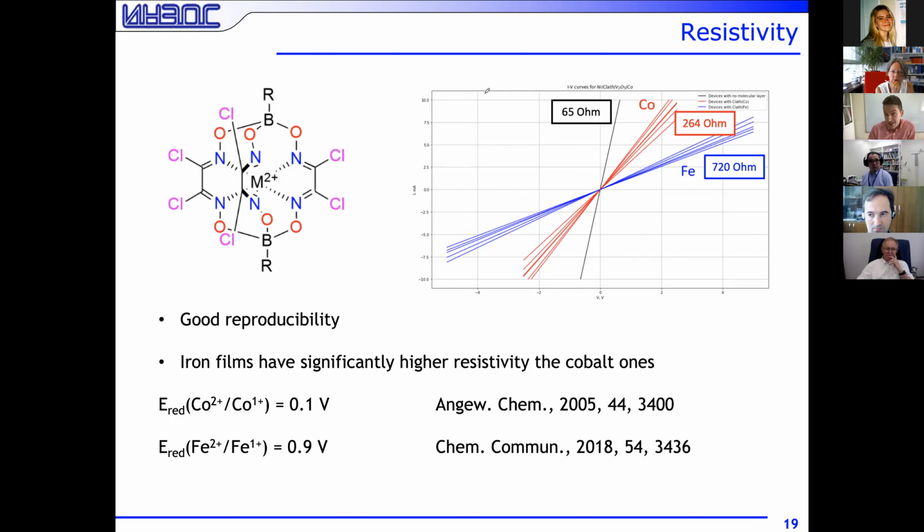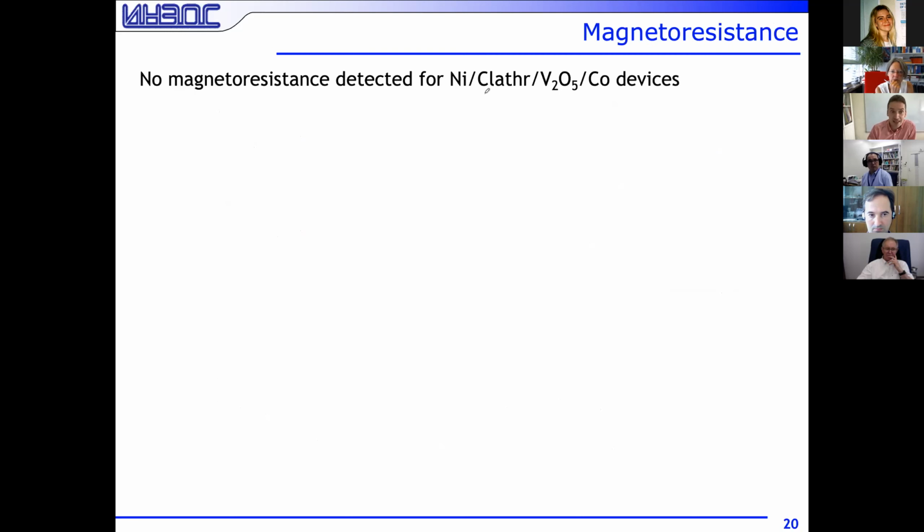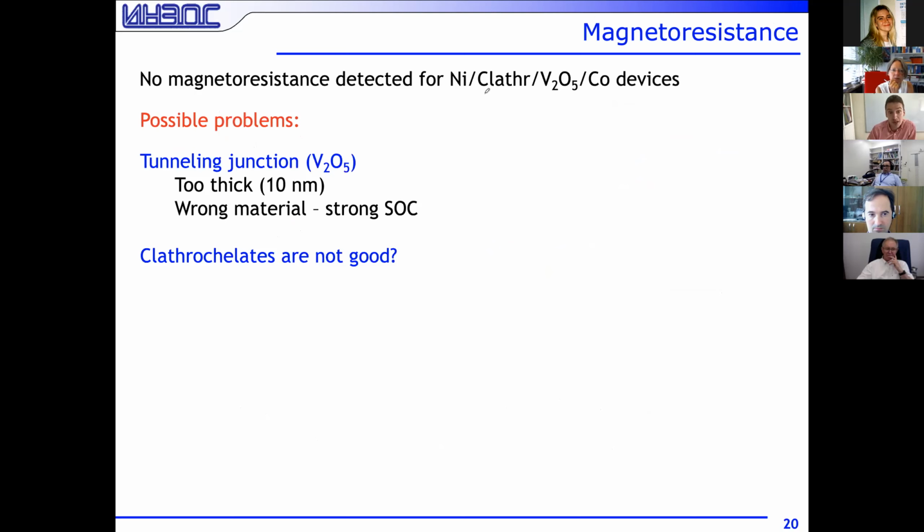So we had resistivity, we had resistance. Now we would love to know if we have magnetoresistance. And we haven't been able to detect magnetoresistance for any single device we made. And the possible problems that could lead to it. The first would be that tunneling junction, which was chosen to be out of vanadium oxide. First of all, it was too thick. So at first we decided that we'd use the same 10 nanometers, which maybe is not too thick, but most people in the field use tunneling junctions of a couple of nanometers. So maybe it was just not possible to tunnel through.